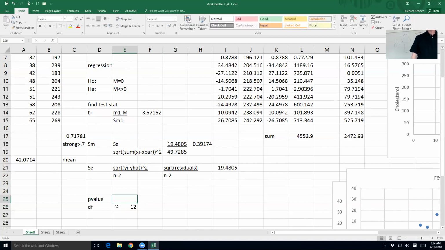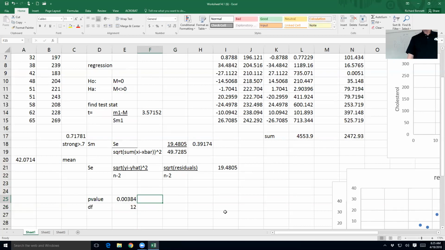Okay. So my p-value is going to equal t dot dist two-tailed. Very good. We're doing a two-tailed test. And the nice thing is that's positive, so I don't have to worry about it, right? It likes only positive values there, but if it's negative, just make it positive. Comma, 12 degrees of freedom. Okay, so that's the one tricky part here. Your degrees of freedom is n minus 2, not n minus 1. Okay, so that tells me I got a p-value of 0.003.